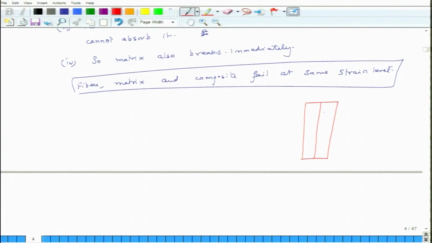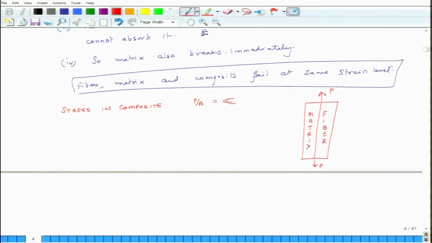Okay. So, now let us look at this picture. Here this is my fiber and let us say this is my matrix, and I am pulling it with a load P. So, what is the stress in composite? Stress in composite is P by A. So, that is equal to sigma C.